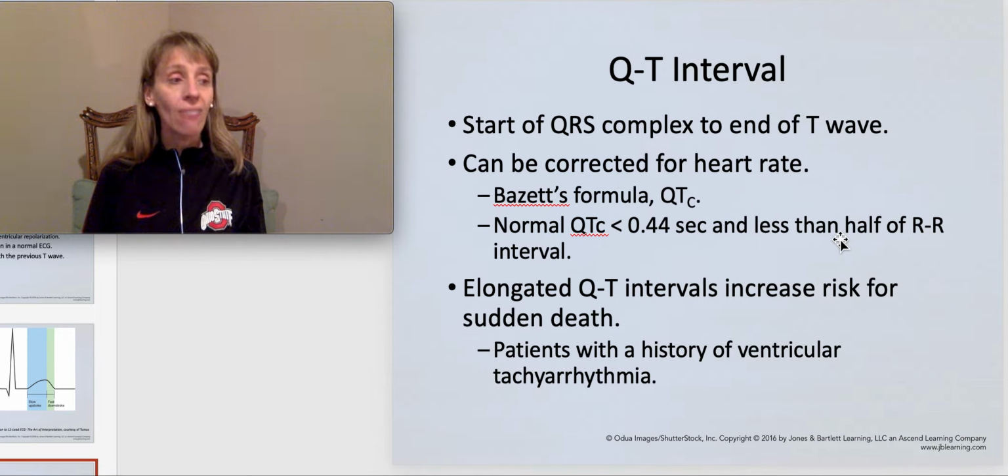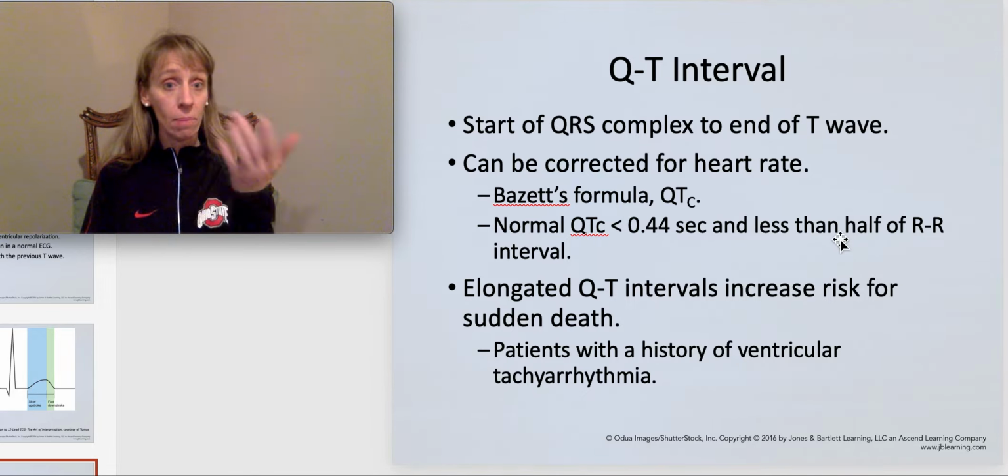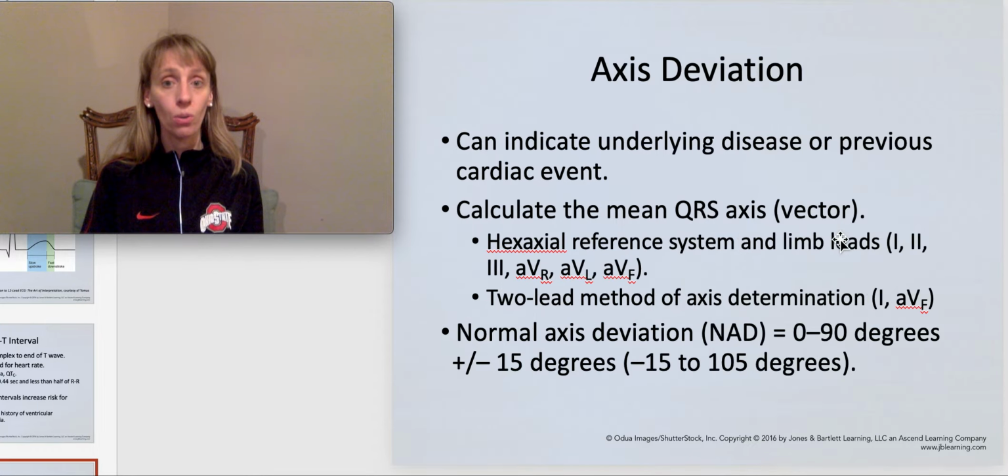Now, patients that have elongated QT interval are at risk for sudden death. So with avid exercisers, when we're stress testing healthy people, we really want to take a look at the QT intervals. Anyone who has prior history of ventricular tachyrhythms of any type, the QT interval again can be somewhat prognostic, kind of like a little bit of a crystal ball to take a look at what needs to be done if someone has a long QT.